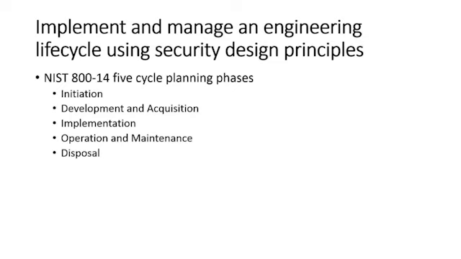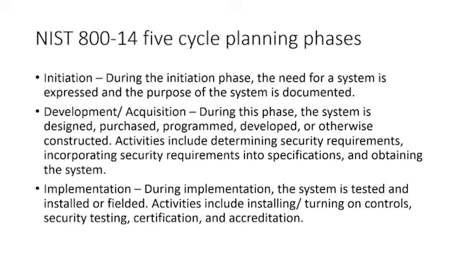Now, if you look at NIST, right, our international standards folks out there, they have a 5-cycle planning phase: initiation, development and acquisition, implementation, operation and maintenance, and then disposal. So let's take a look at these. Initiation. During this phase, the need for a system is expressed. So, the concept, we need something right here, and the purpose of the system is going to be documented out. Not just somebody's going to come up and say, hey, I think we need this. Okay, let's run with it. It needs to be a documented process, a formal request, if you will, of what needs to be done. What type of system do we need?